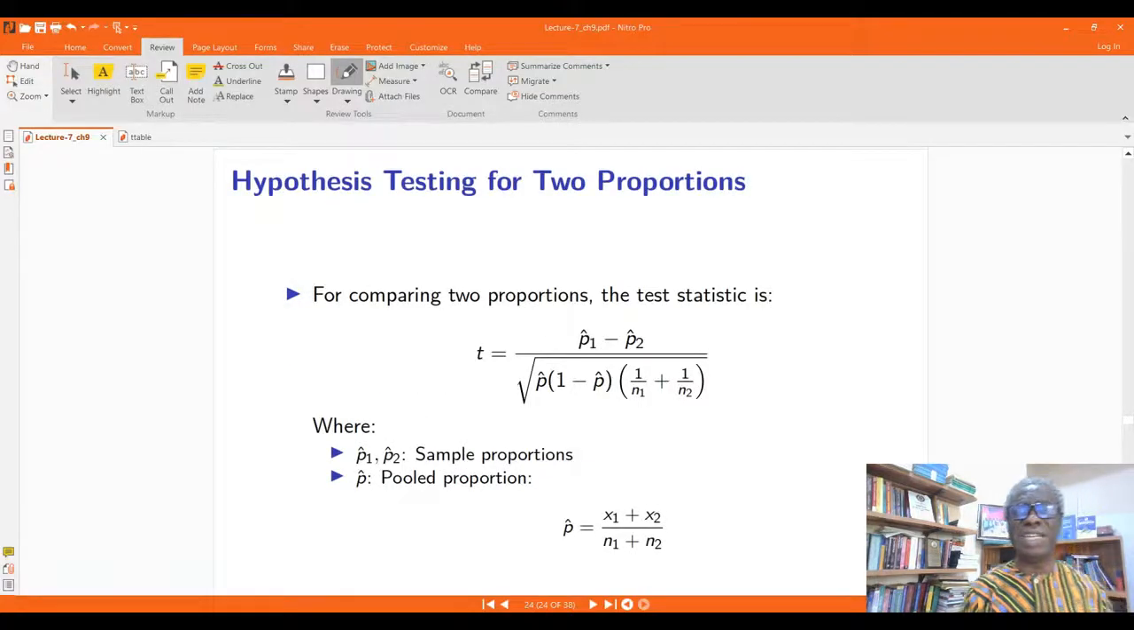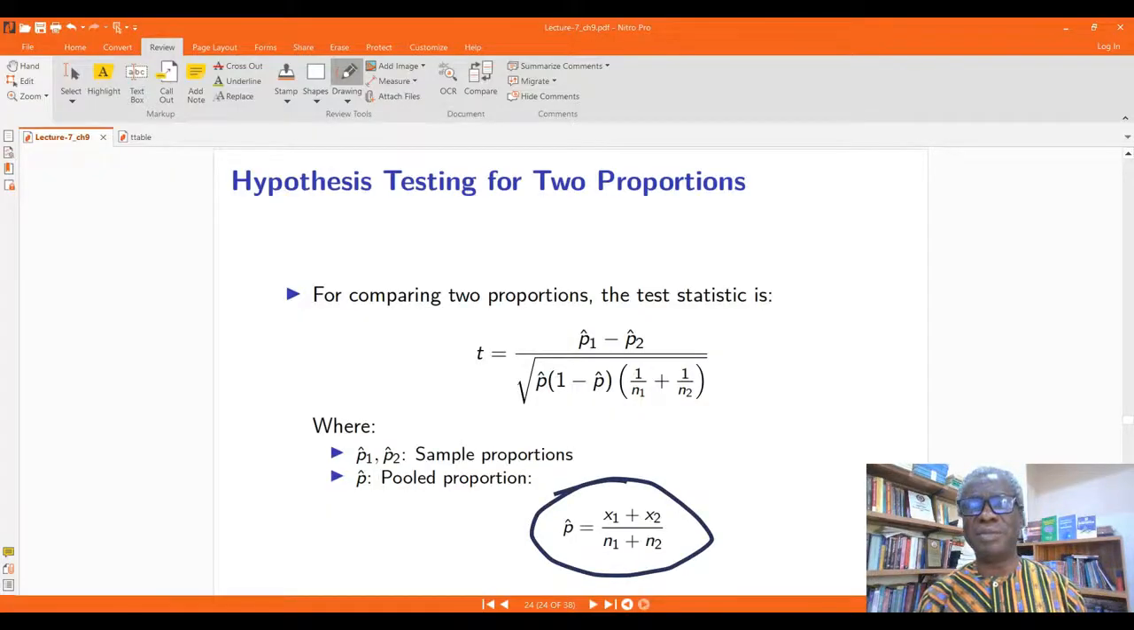Finally, we look at hypothesis testing for two proportions, that is, when dealing with two populations. Just as we have to compute the pooled variance in the case of the mean, we also have to compute the pooled proportion. The pooled proportion is computed using this expression.